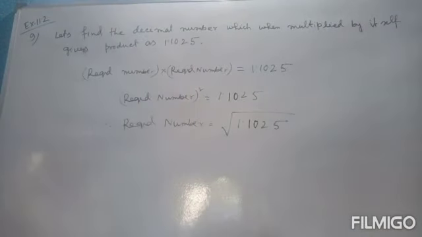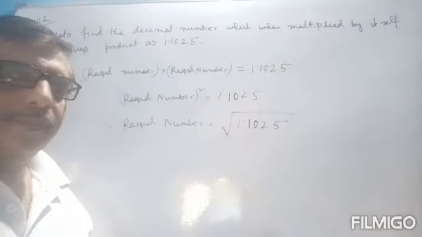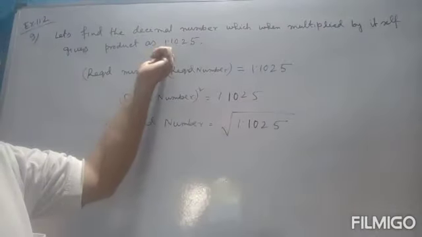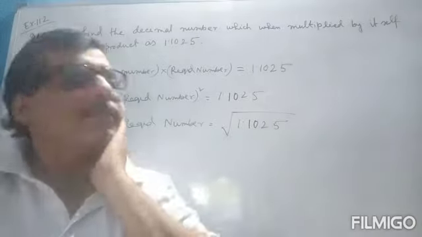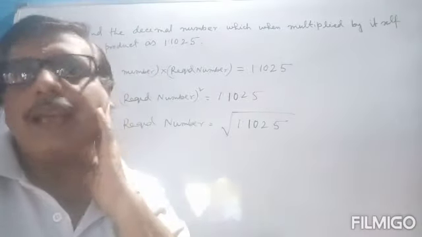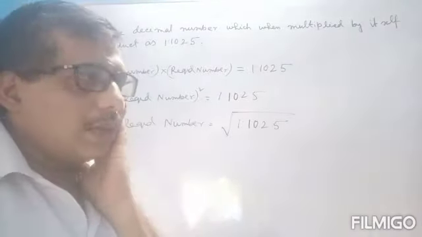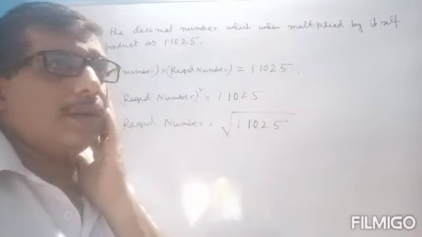Next, question number 9 of your book. Let's find the decimal number which when multiplied by itself gives a product of 1.1025. So a number multiplied by itself we get 1.1025. If the number is 3, it's multiplied by 3, then what happens? 3 3s are 9. So if 9 is given, we have to find out the number, then we find the square root of 9.